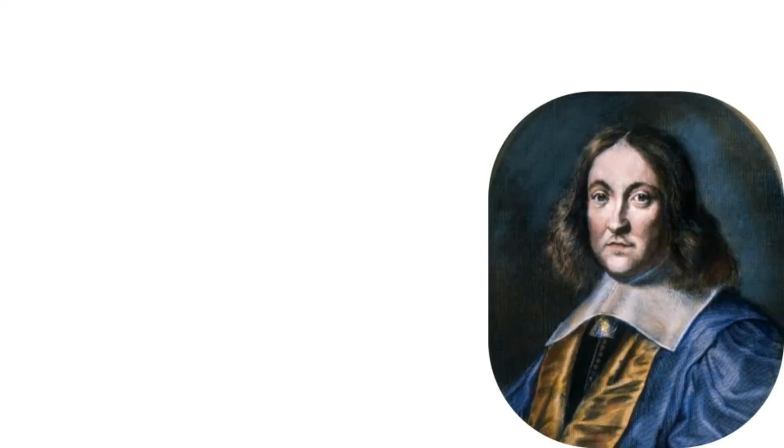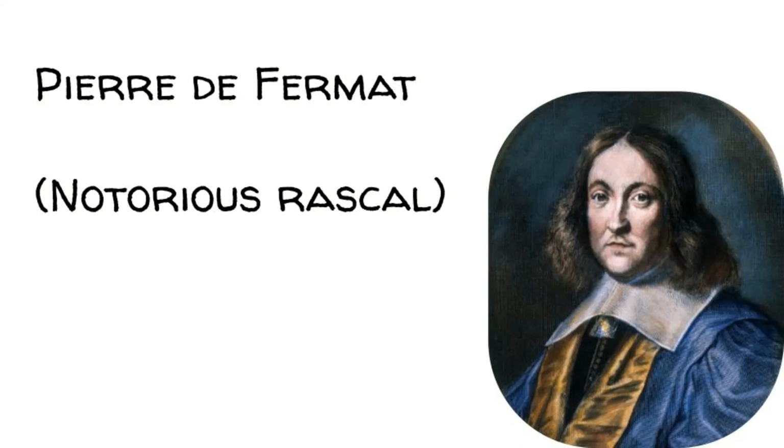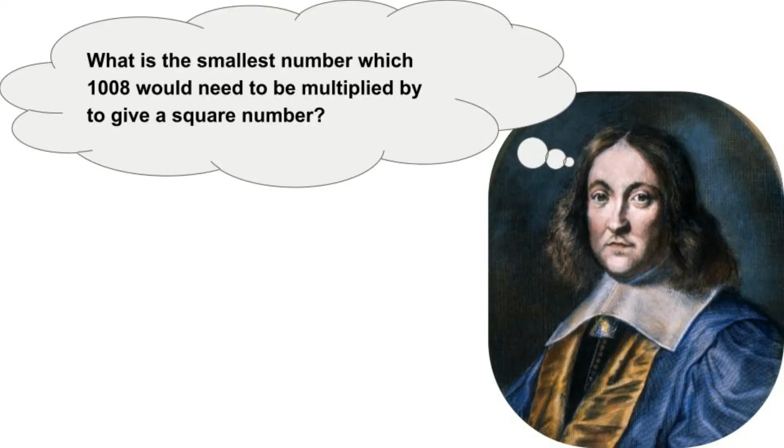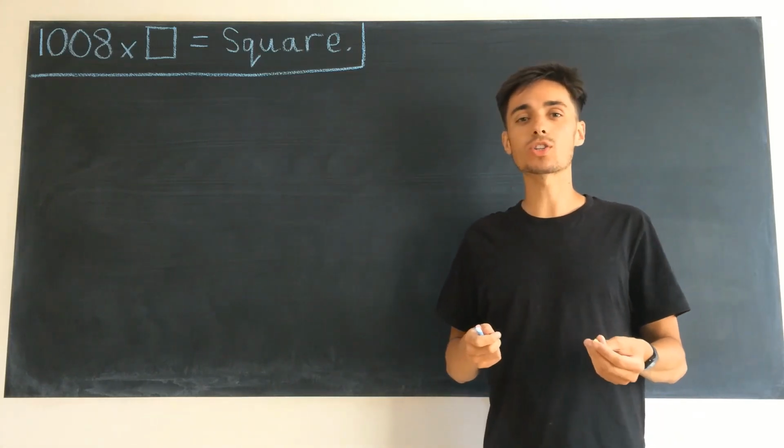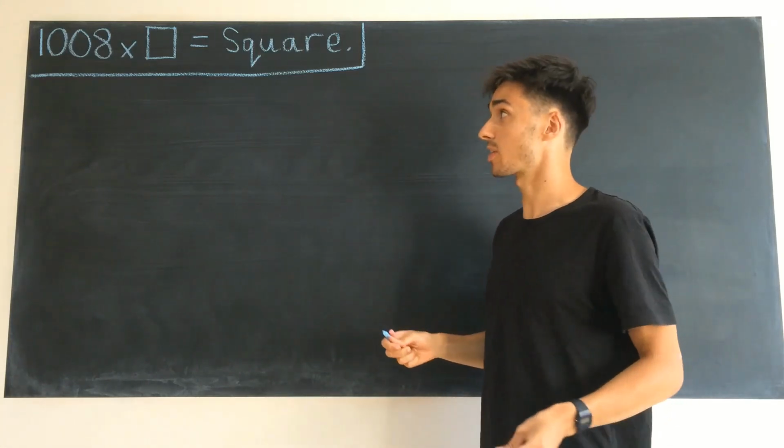In today's video, we're joined by infamous French mathematician Pierre de Fermat. He's asking us, what is the smallest number which 1008 would need to be multiplied by to give a square number? The trick to these sort of questions lies in prime factorization.